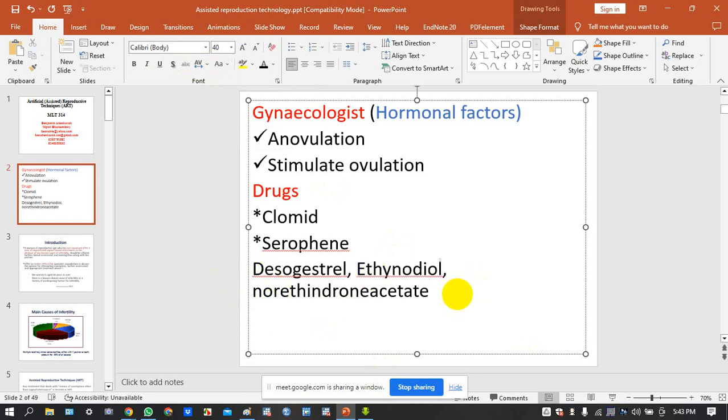Then let's go to progesterone. We have progesterone, we have the medroxyprogesterone. So it's supposed to stimulate ovulation.